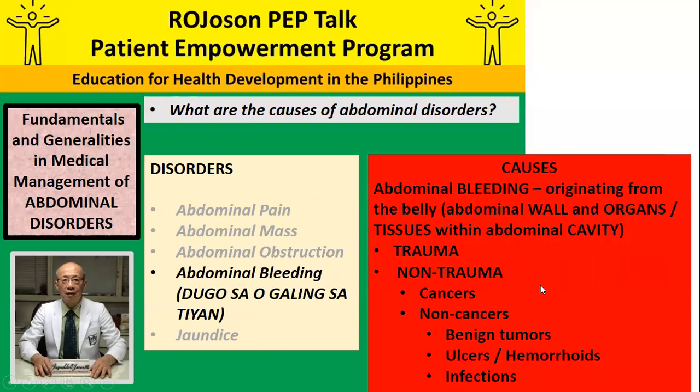Abdominal bleeding, dugo sa or galing sa tiyan. Abdominal bleeding can originate from the belly, the abdominal wall, as well as the organs or tissues within the abdominal cavity. It can be caused by trauma or non-trauma. For the non-traumatic causes, you can have cancers, non-cancers such as benign tumors, ulcers, hemorrhoids, and infections.